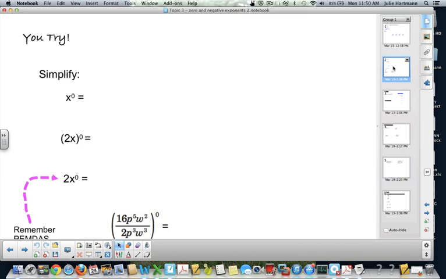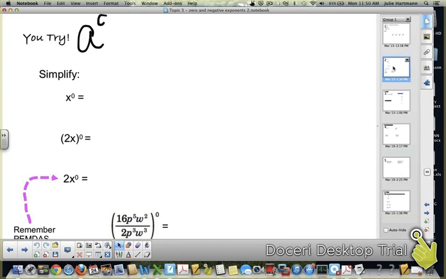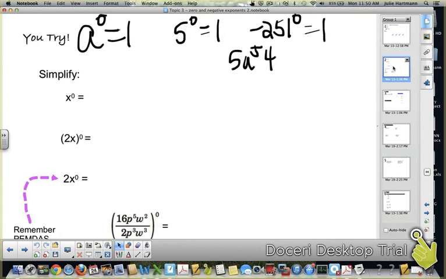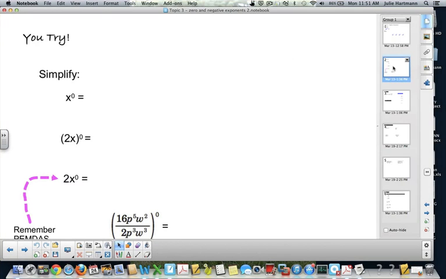Okay, so we did talk about a to the 0. One other thing is, you know that a to the 0 is 1. Anything to the 0 power is 1. Okay, anything to the 0 power is 1. So that's one thing you want to think about. Whether it's 5 to the 0, whether it's negative 251 to the 0, whether it's 5a to the 5th, 4y to the 4th, whatever, all to the 0, that is 1. Okay, anything to the 0 power is 1. All right, so go ahead and try those You-Tries. Take a second, and then we'll go on to the next slide.